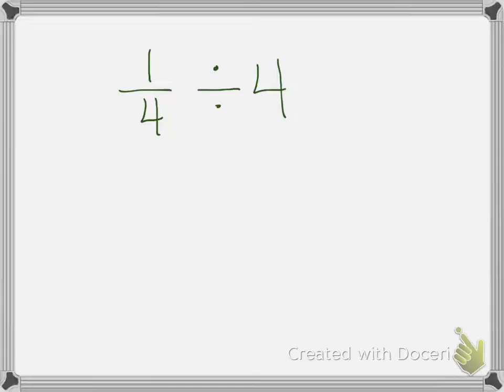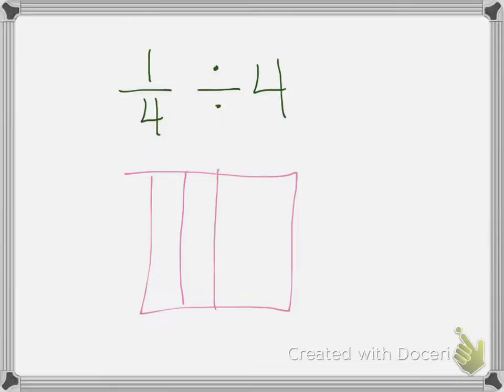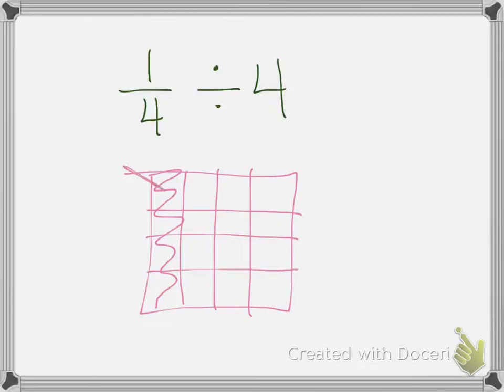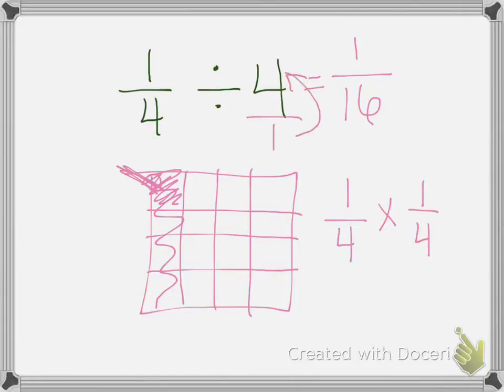Number 4 says solve. So I have 1/4, and I'm dividing that into 4 pieces. So now I'm only getting one of these. So again, 1, and then there are 16 total, so it is 1/16. Or you can do 1/4 times the reciprocal, which is also 1/4 since we switch the numerator and the denominator. 1 times 1 is 1, 4 times 4 is 16.